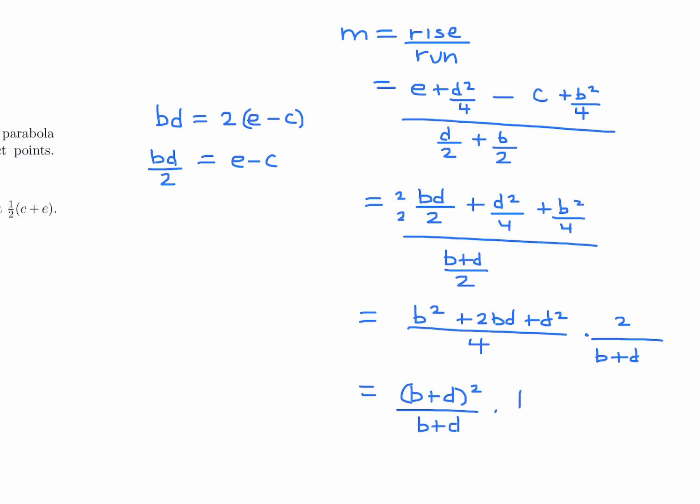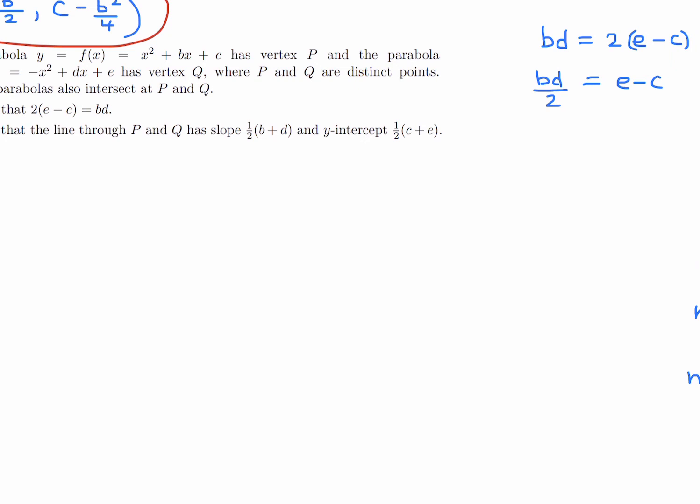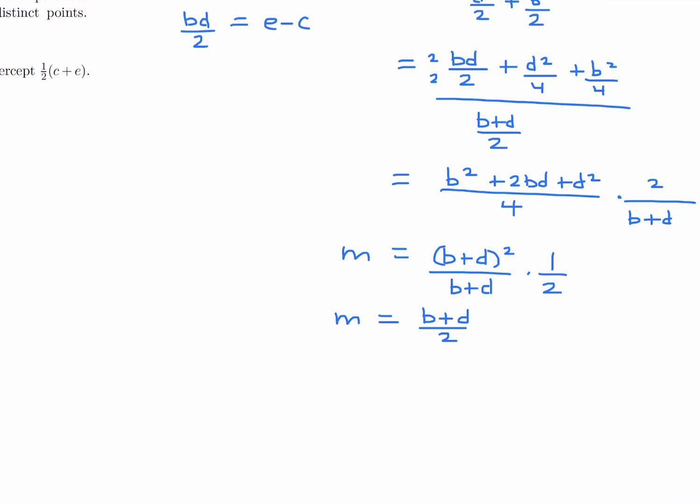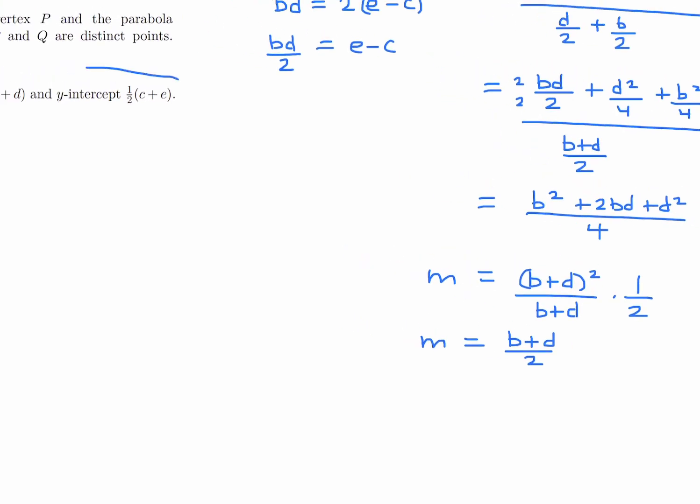And we've got a 1/2 sticking out here. And then finally, the B plus D's cancel, so all I'm left with is just B plus D over 2. And that proves the first part, that the slope is equal to B plus D over 2. There we go, that's exactly what we got. Now we have to prove that the y-intercept is equal to C plus E over 2.